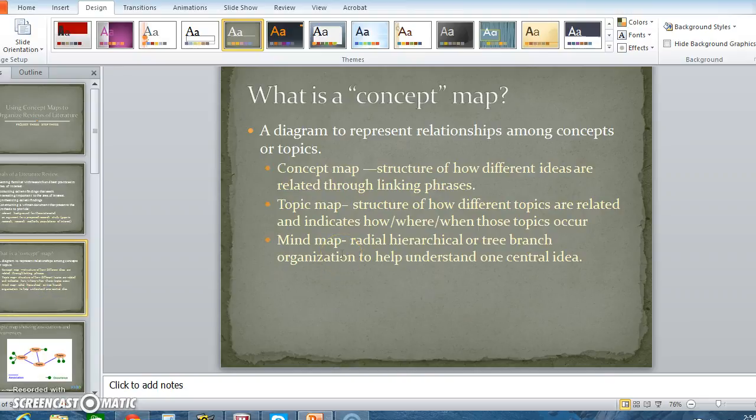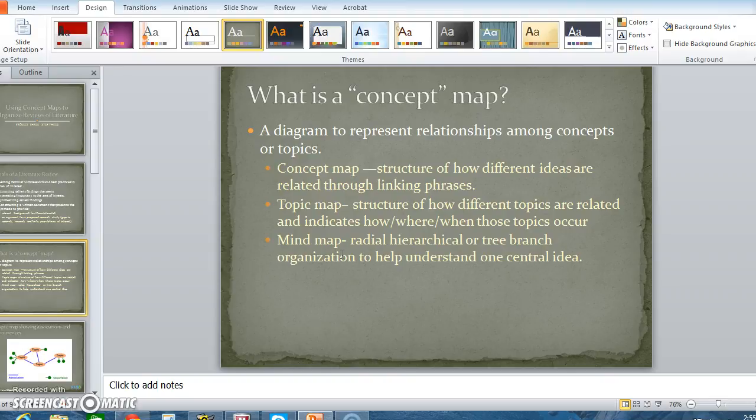So one of the ways that you can consider how you might begin to synthesize the articles and research and summaries and paraphrases that you found from that research for your literature review is to create a concept map. And concept maps are diagrams that represent the relationships among concepts or topics, right? So there's a few different ways to do this. You could do a concept map that shows the structure of how different ideas are related by linking them together through different paraphrases or different types of connections.